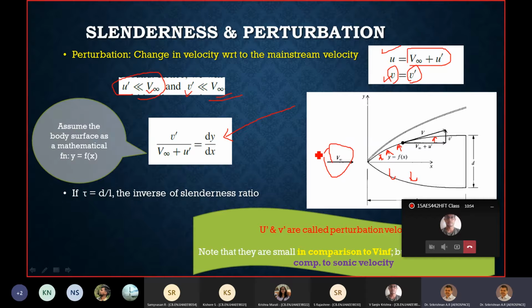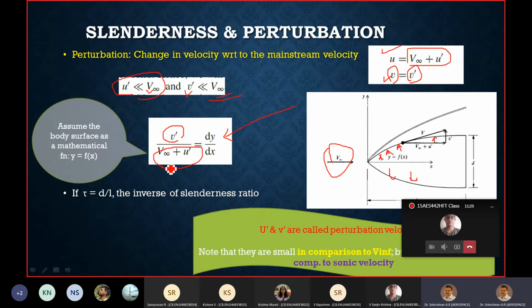dy by dx can be stated as a ratio of the changes in the y component of velocity to the x component of velocity. Now, what is the change in the y component of velocity? The y component of velocity to begin with was 0, and it becomes v dash. So v dash by v infinity plus u dash.